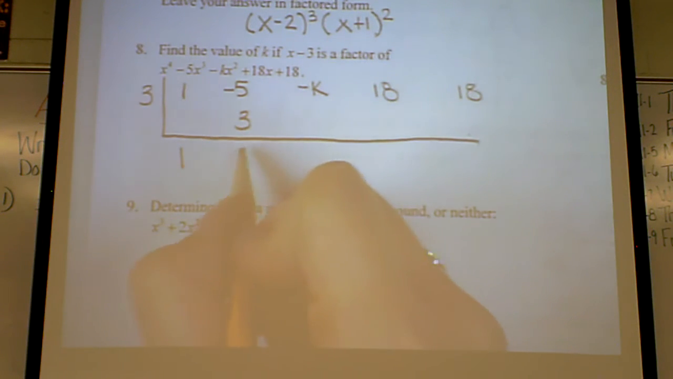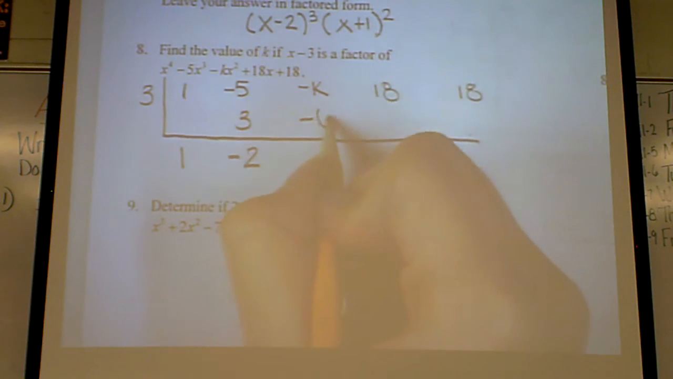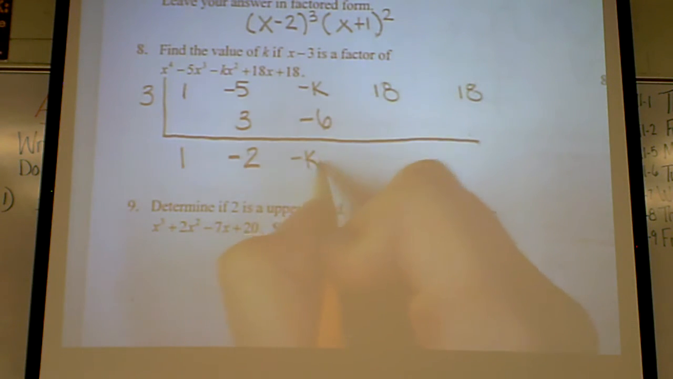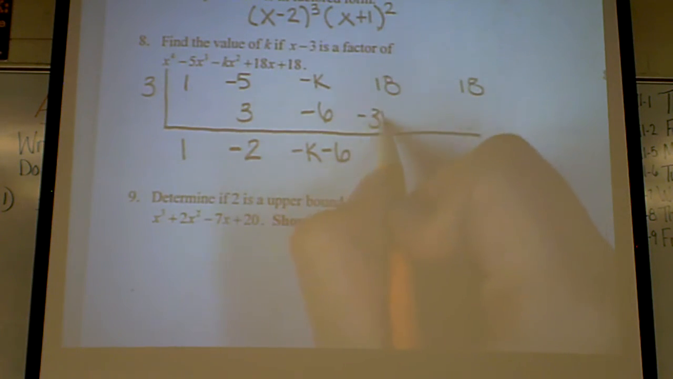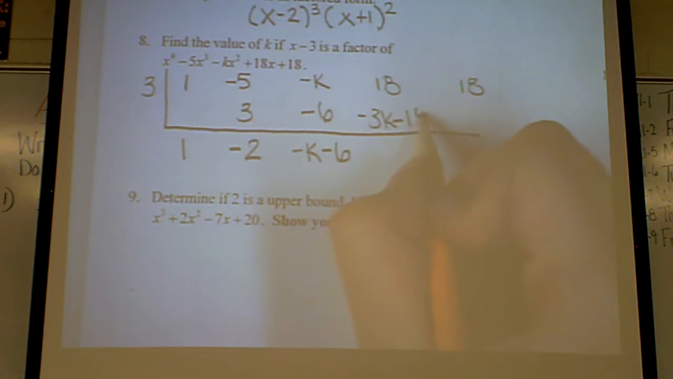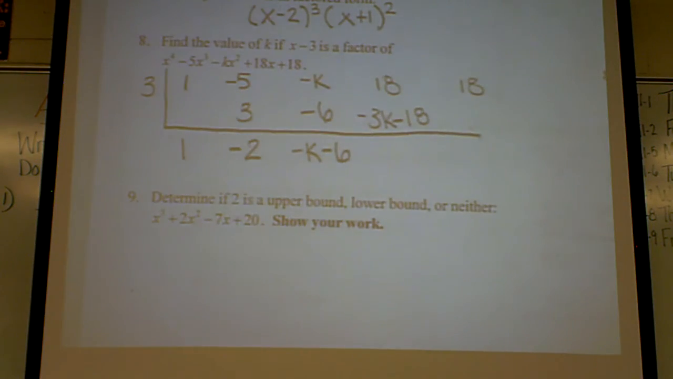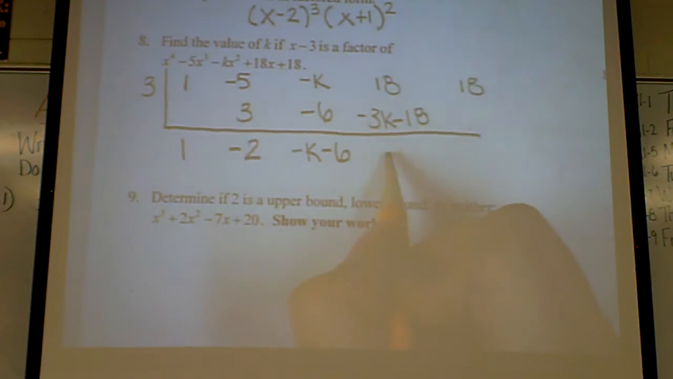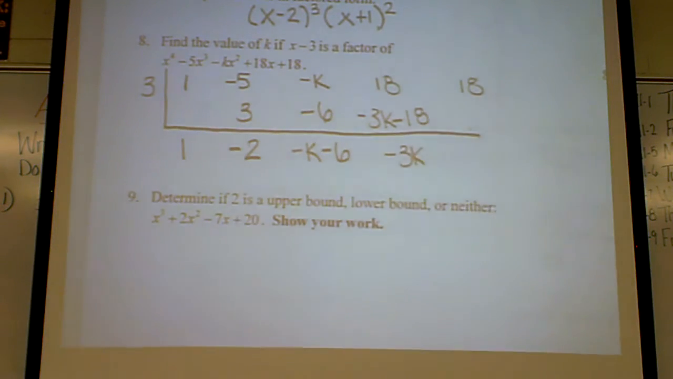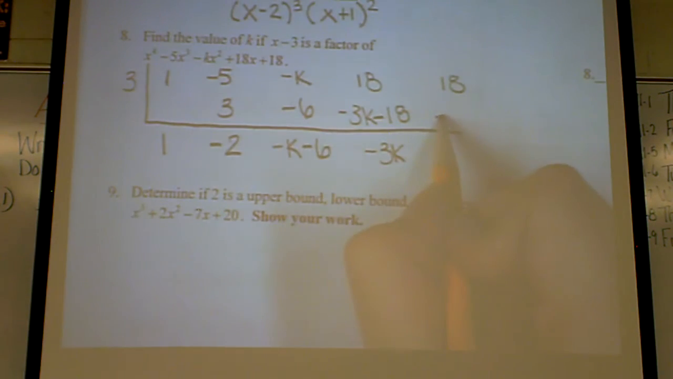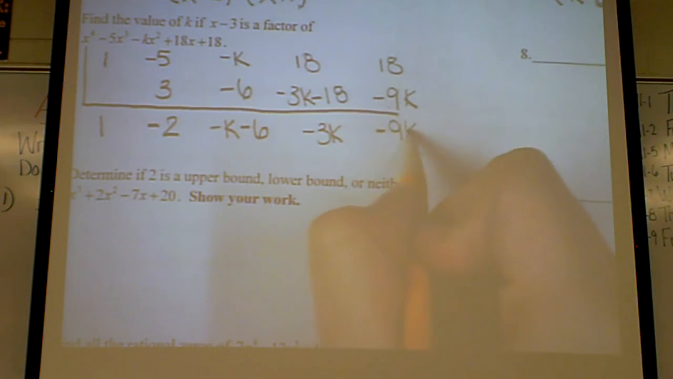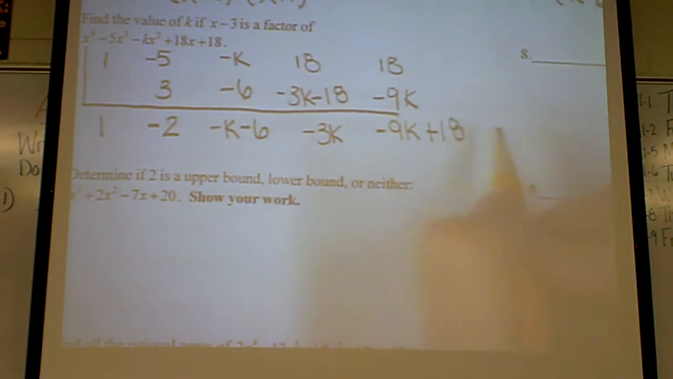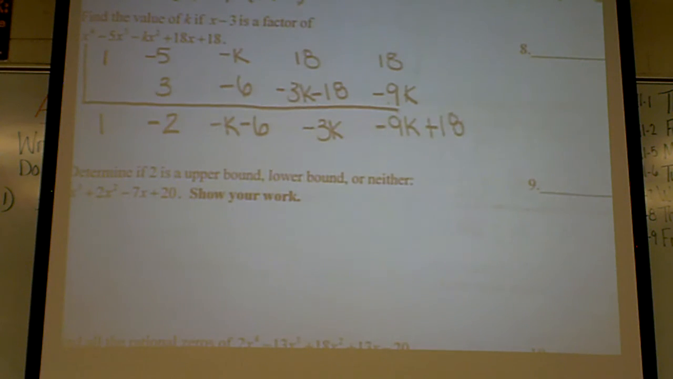Add these. What do I get? -2. Multiply: -6. Add these: -k minus 6. Multiply: -3k minus 18. This becomes -3k. Multiply: -9k. Add these: -9k plus 18. How do I find k?